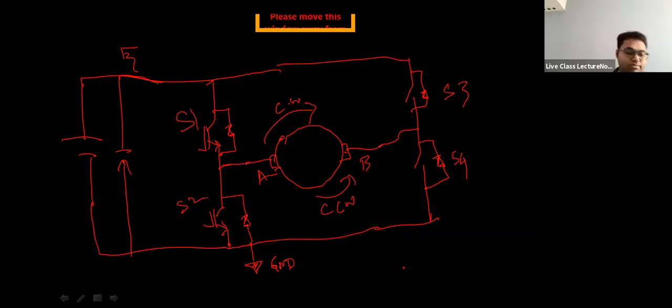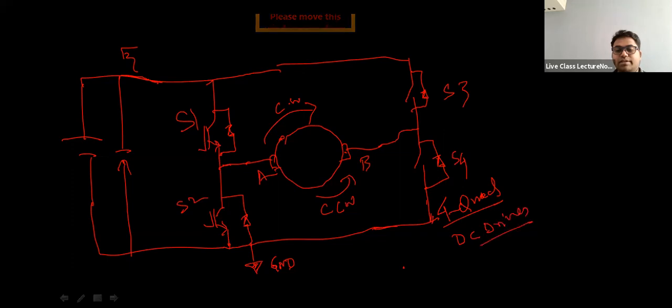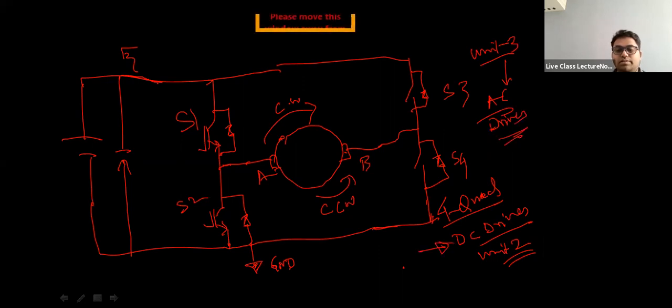Okay, I think we have already crossed our time. So we will continue this 4-quadrant chopper in the next class. And thereafter, this DC drive section will be complete. So unit 2 will be complete in the next class. Then we will start unit 3. Unit 3 is completely with AC drives, right? So let's meet in the next class and do the things. Okay, see you in the next class.